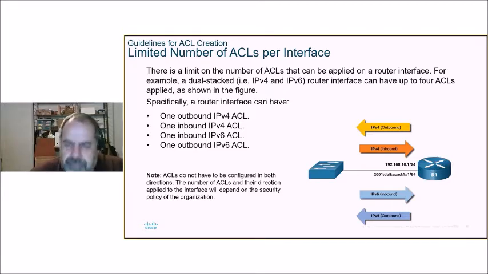And so of course each interface has inbound and outbound. And so for IPv4, you can have 2, one inbound and one outbound. And then, of course, IPv6 is a different protocol. And so one inbound and one outbound IPv6 ACL as well. So ACLs do not need to be configured in both directions. The number of ACLs and their direction applied to the interface will depend on the security policy of the organization.